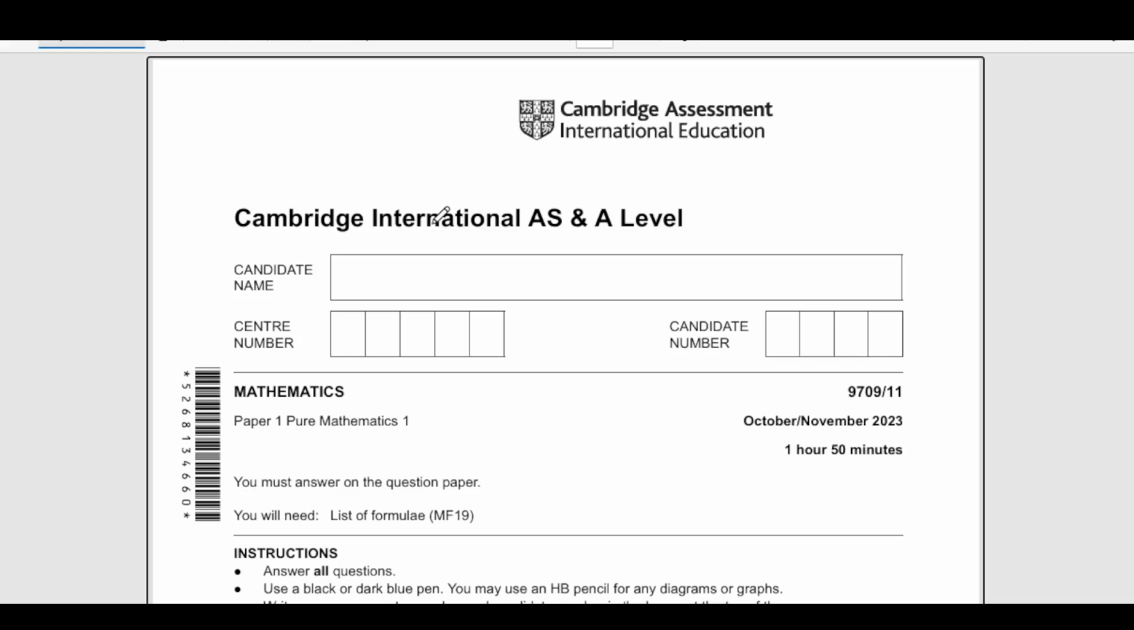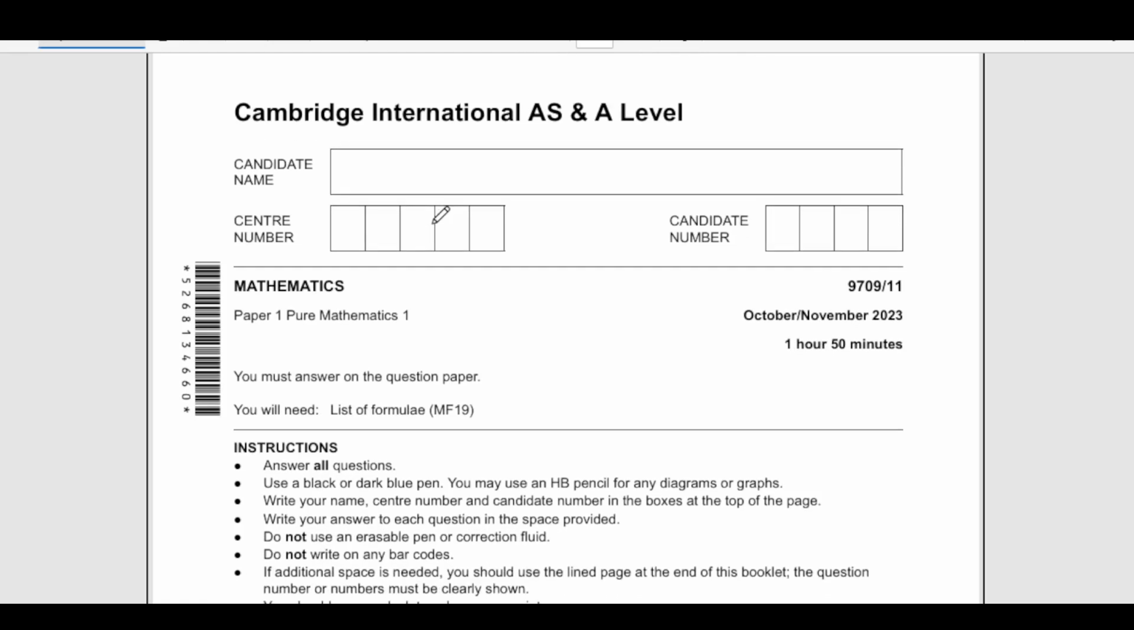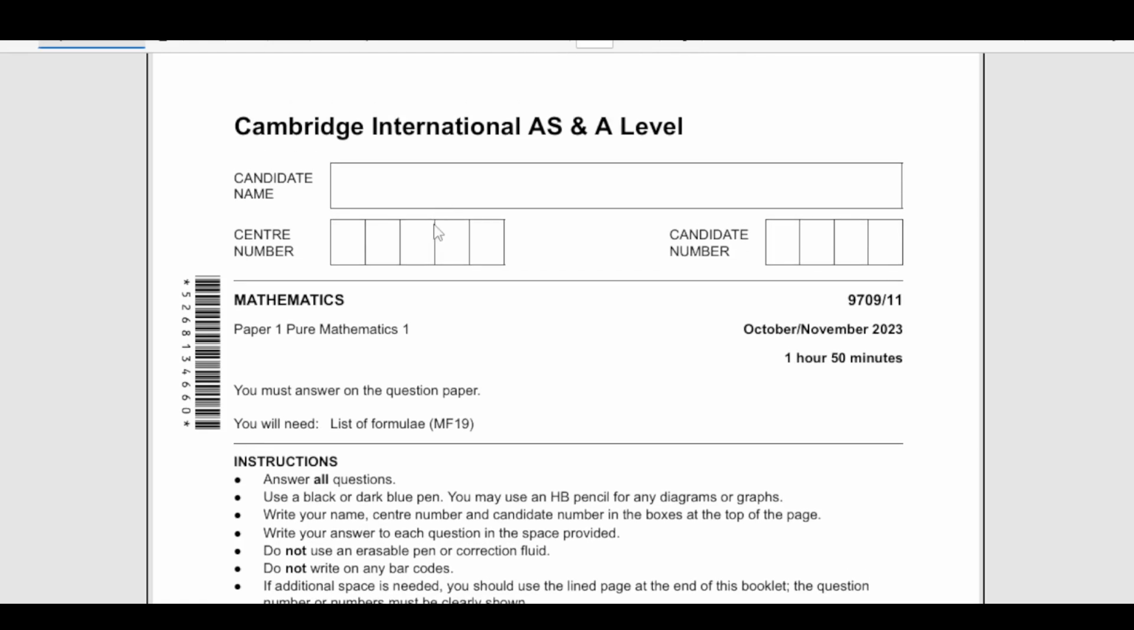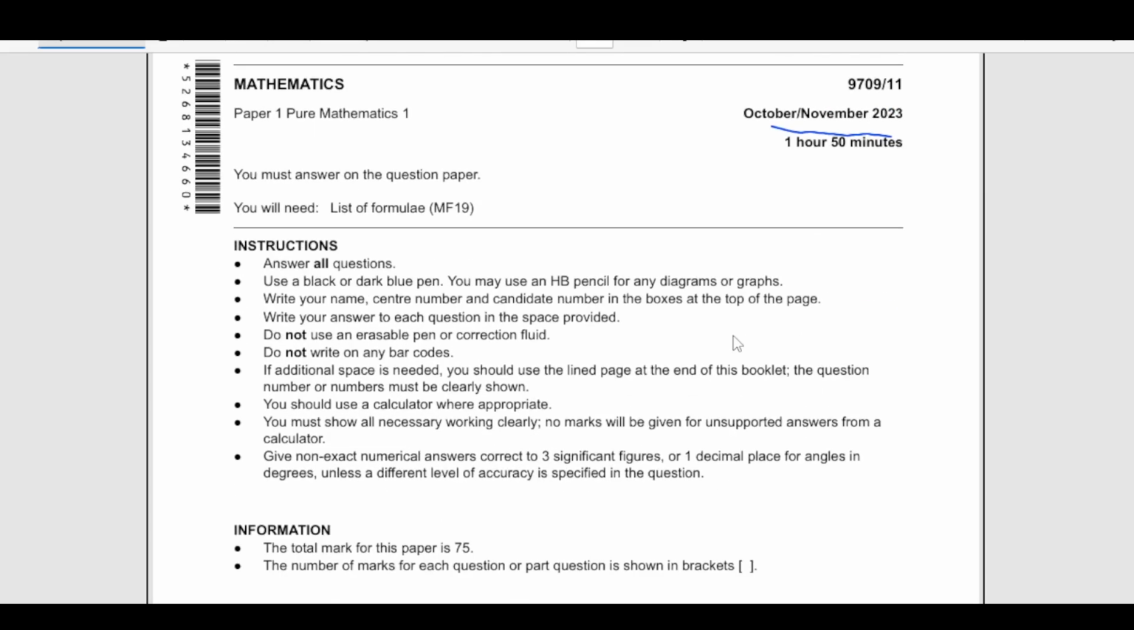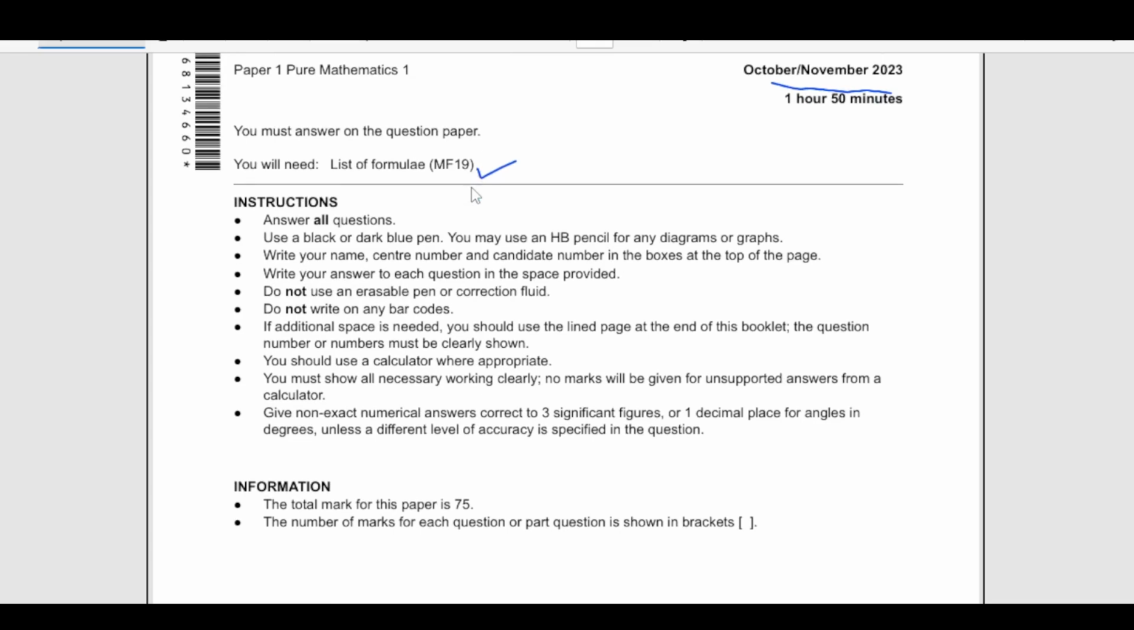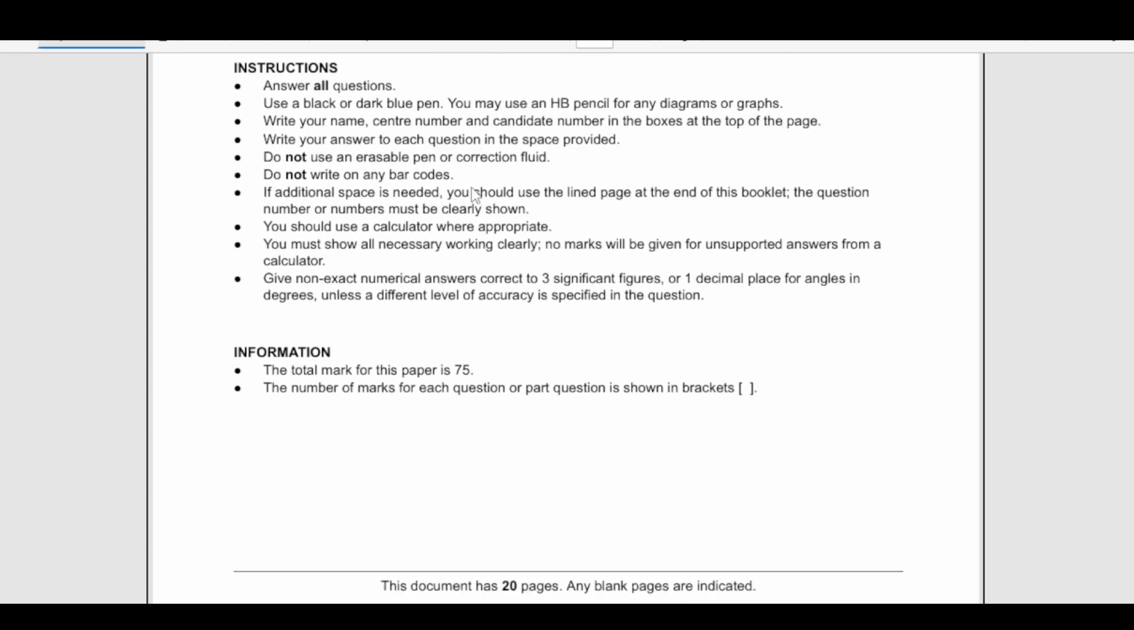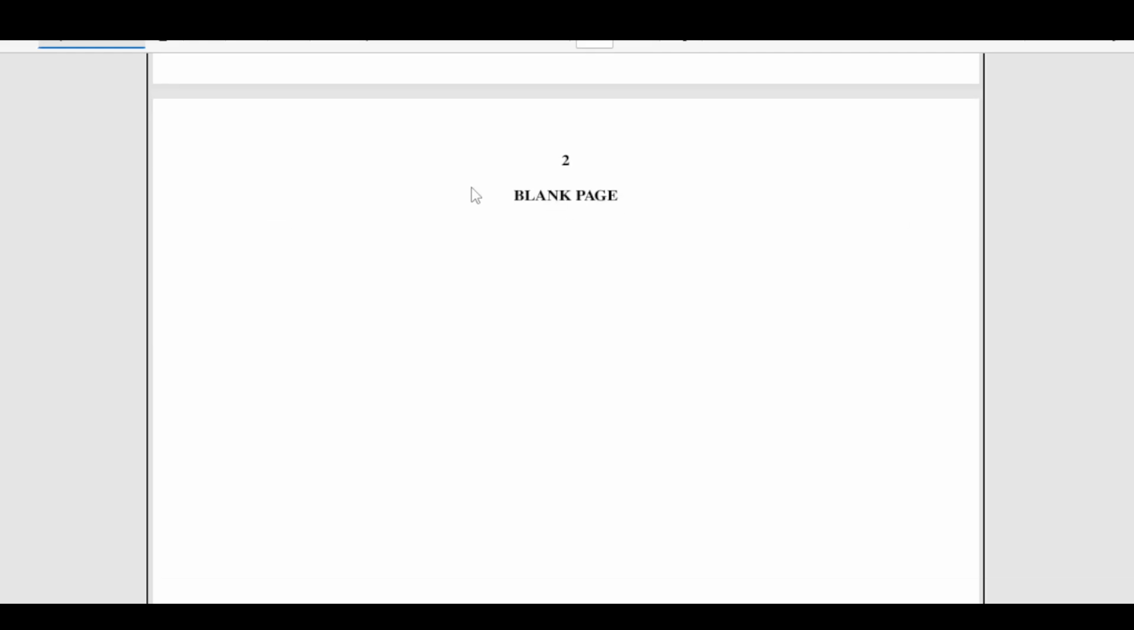This is Cambridge International AS and A level paper 1 for year 12. This paper is from October November 2023, right? You will get a list of formula sheet MF19 for this paper. Here are the instructions, you all know that. So let's start with the first question.